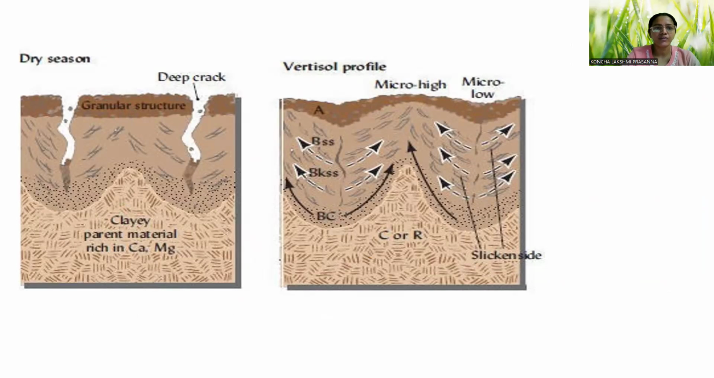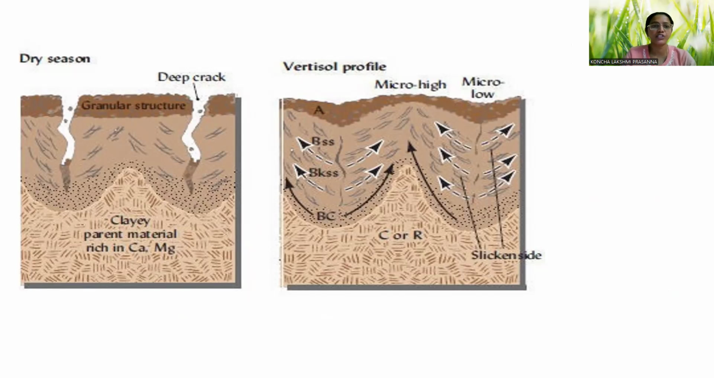Here you can see the formation of deep wide cracks during the dry season. And during the moist, rainy season, the soil swells in nature. The swelling is due to the presence of a large amount of clay. The clay particles have many micropores, so water enters inside and the soil swells in the rainy season, but in the summer season the soil is in drying condition.